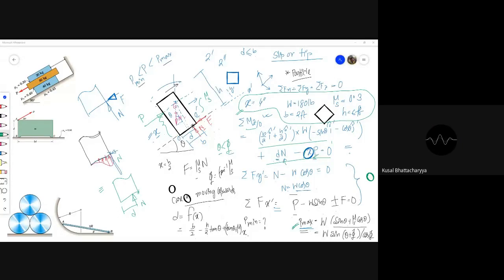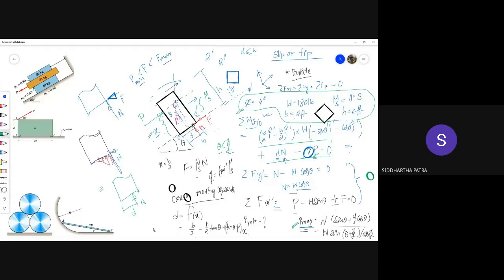Sir, what is the value of theta, or is it horizontal? Okay. So theta, you can take it to be... mu s I have given to be 0.3, right? 0.3. Theta, take it to be 15 degree. How much is tan theta if I take theta equal 15 degree? Sir, 0.268. Okay.